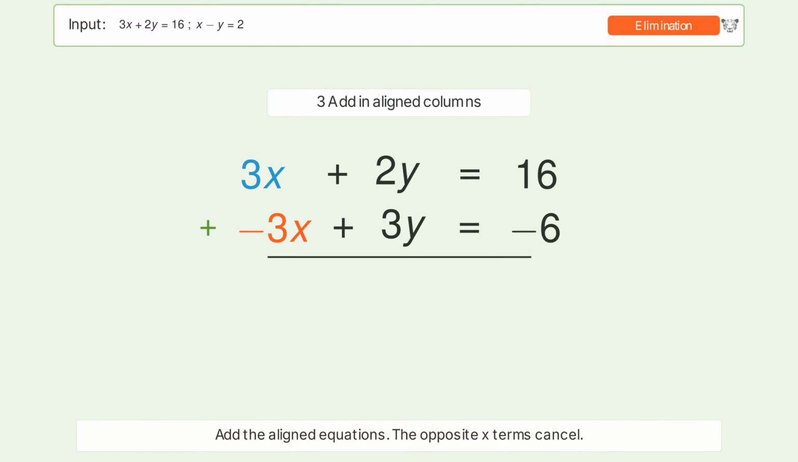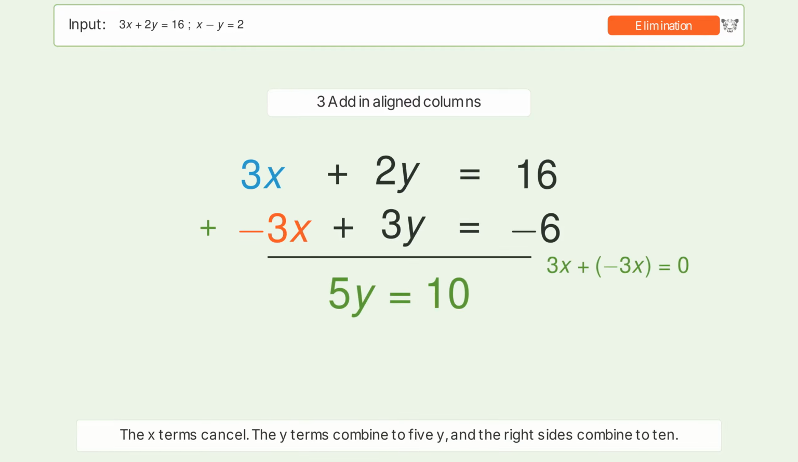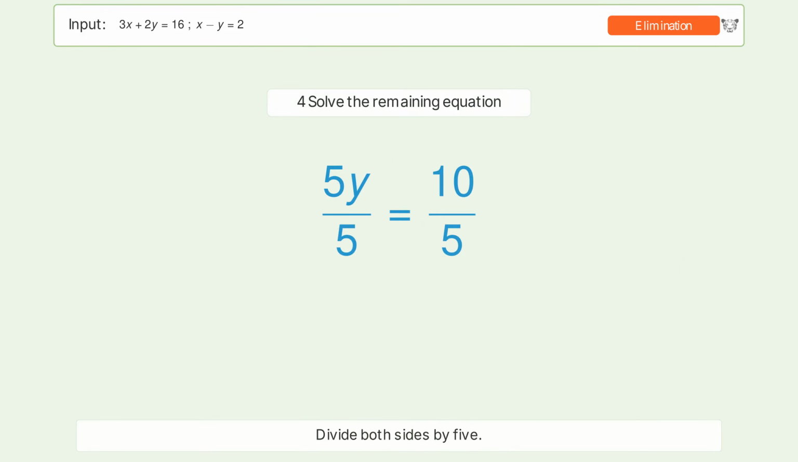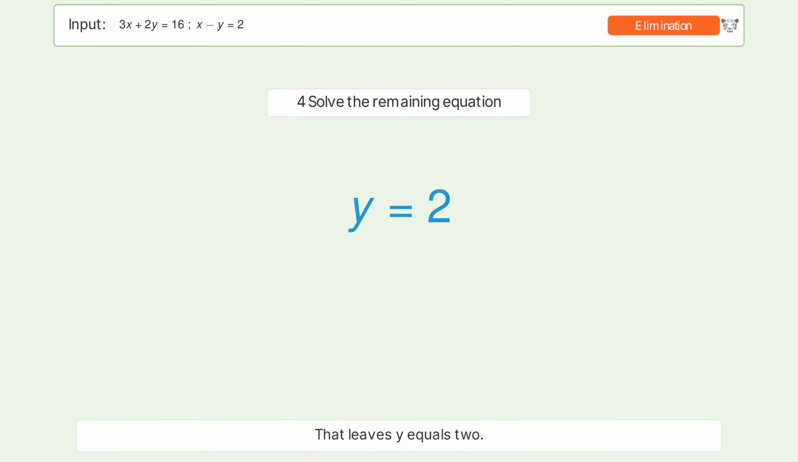Add the aligned equations. The opposite x terms cancel. The x terms cancel. The y terms combine to 5y, and the right sides combine to 10. Divide both sides by 5. That leaves y equals 2.